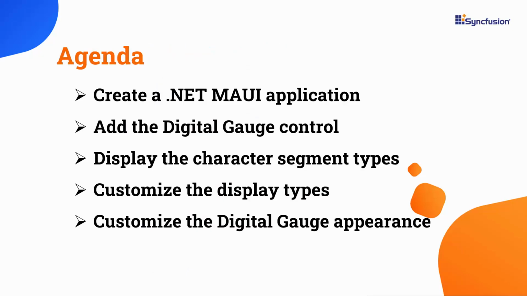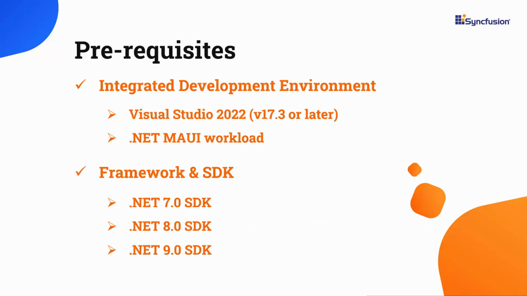In this video, I'll show you how to add the .NET MAUI Digital Gauge Control to a .NET MAUI application. I'll also demonstrate how to display character segments and types and customize the character size, spacing, and appearance of the digital gauge. Before you begin, ensure you have installed the latest version of Visual Studio 2022 with the required .NET MAUI workload. You should also have one of the .NET SDKs installed on your machine.